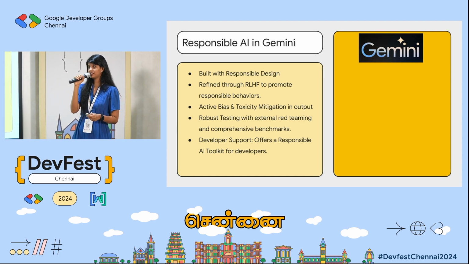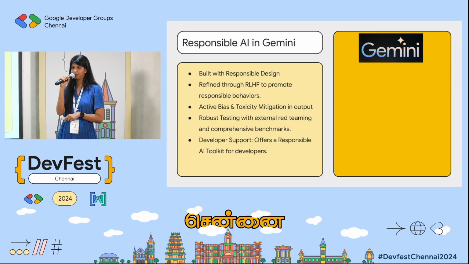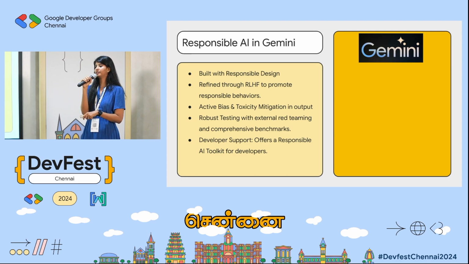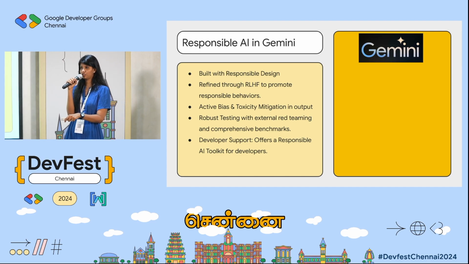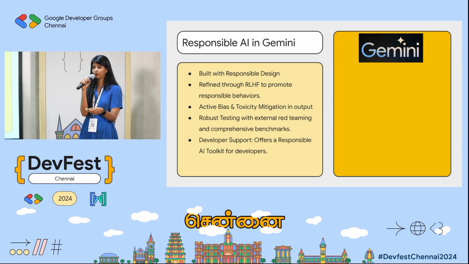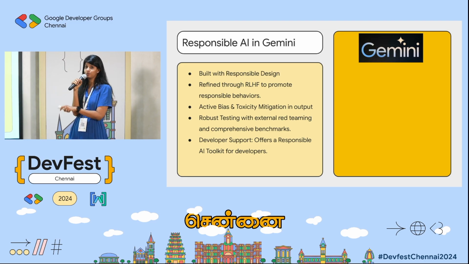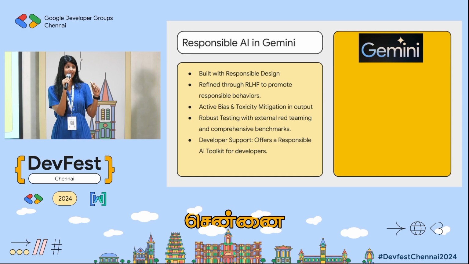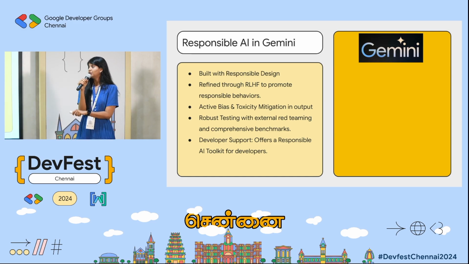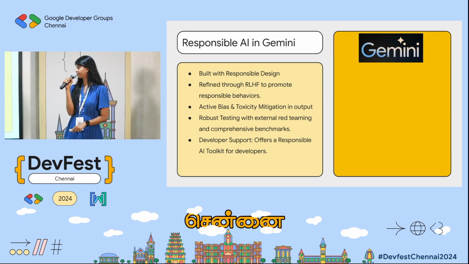And a lot of testing has been done with external red teaming. In external red teaming, the ethical hackers try to hack Gemini, or they give it unintended behavior questions, and they test how it responds in those cases. So Gemini has surpassed a very comprehensive set of benchmarks. So it is a highly Responsible AI-oriented model.